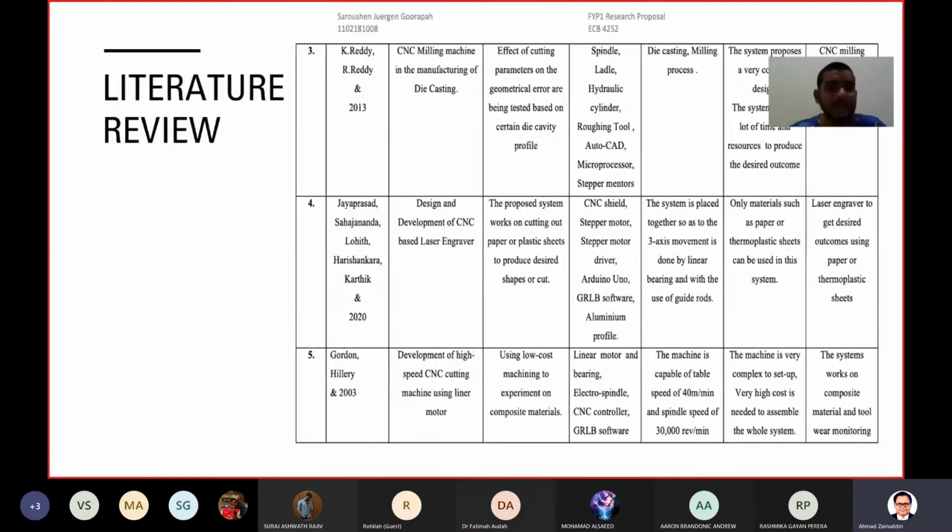The third one is a CNC milling machine for the manufacturing of die casting by K. Reddy and R. Reddy in 2013. The fourth one is the design and development of a CNC-based laser engraver by Jaya Prasad and others. And the fifth one is the development of a high-speed CNC cutting machine using a linear motor by Gordon and Hillary in 2003.